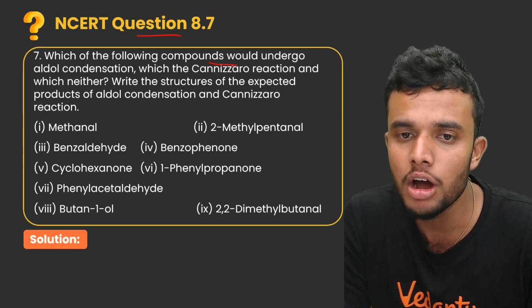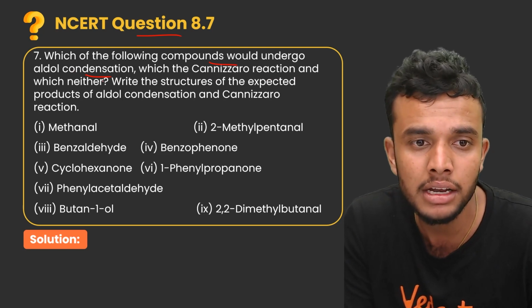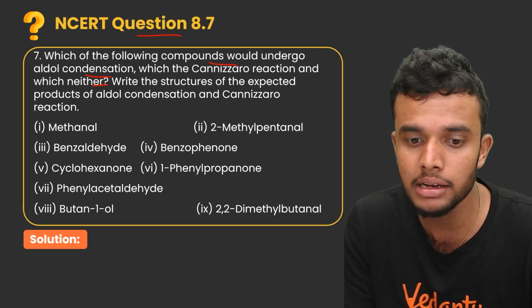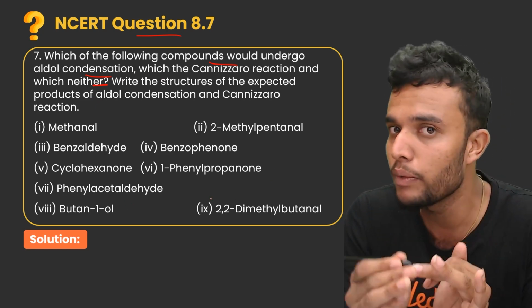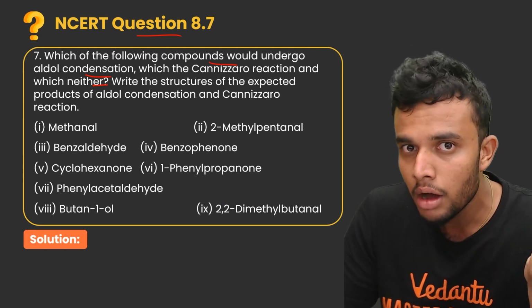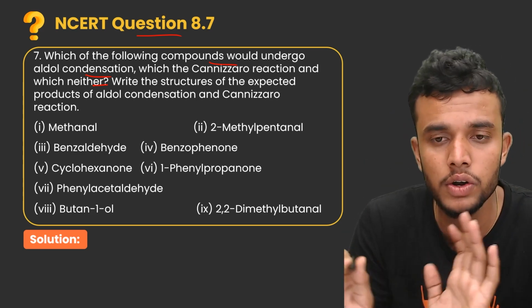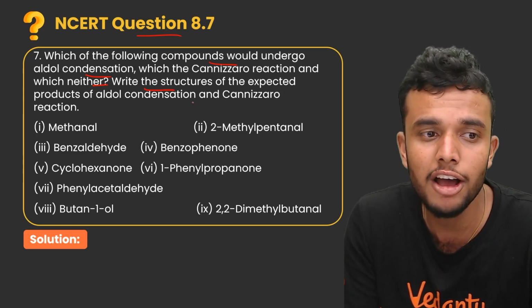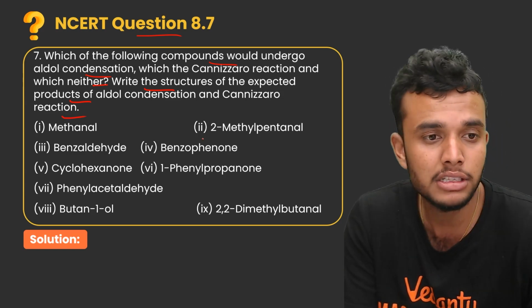Which of the following compounds would undergo aldol condensation, which the Cannizzaro reaction, and which neither? There are totally 9 compounds. Which compound undergoes aldol condensation, which undergoes Cannizzaro reaction, and which undergoes neither? And they also ask, write the structure of the expected products of aldol condensation and Cannizzaro reaction. Let's discuss.